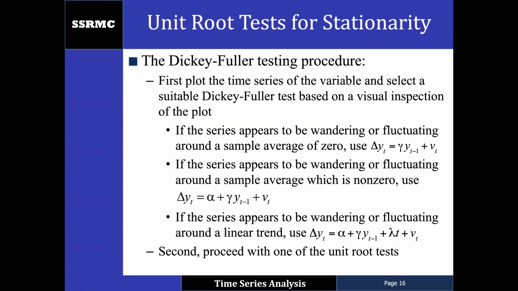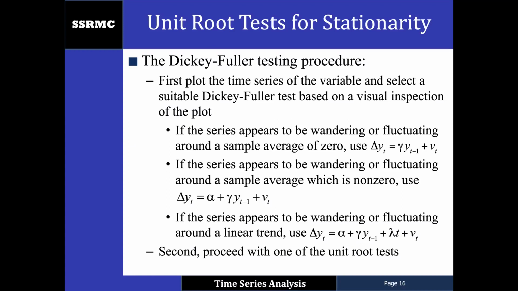The procedure to perform a DF test is to start with a time series plot. So we observe the pattern, then we decide which test equation we should use. Do we need an intercept term? Should we include the trend? For example, if the time series appears to be wandering or fluctuating around a sample average of 0, then that's an indication of a zero intercept term, or a test equation without an intercept term.